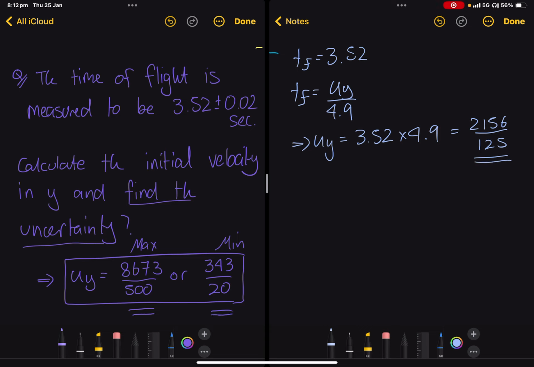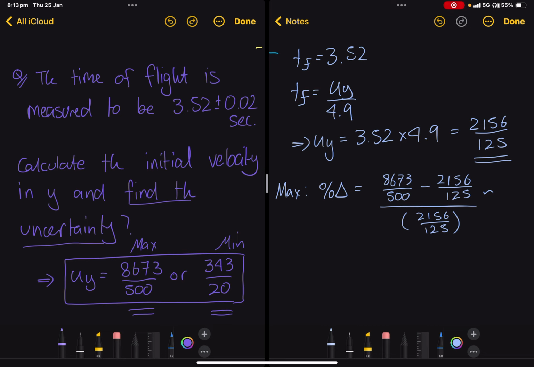and these two initial velocities in y. So first we'll do it for the max. So the percentage difference, which we'll call percentage change, is going to be equal to this value minus this value divided by this value. So we're going to have 8,673 over 500 minus 2,156 over 125, divided by 2,156 over 125.